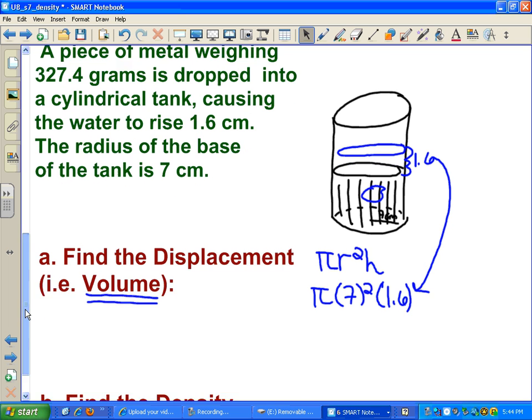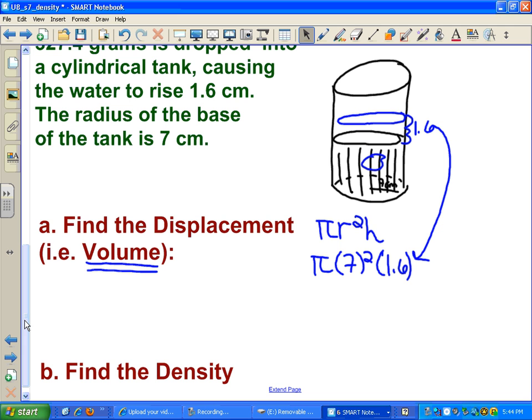I'm going to go ahead and find out what this is as a decimal. So I'm going to take pi times 7 squared, which is 49, times 1.6, and I get 246.176 centimeters cubed. So there's the displacement.